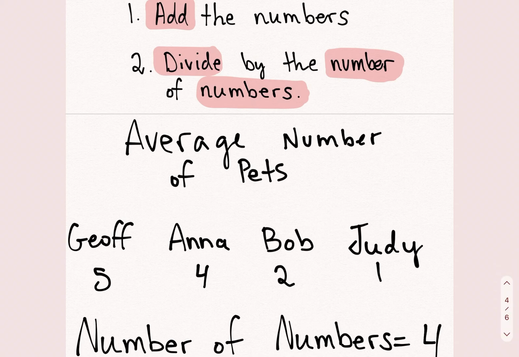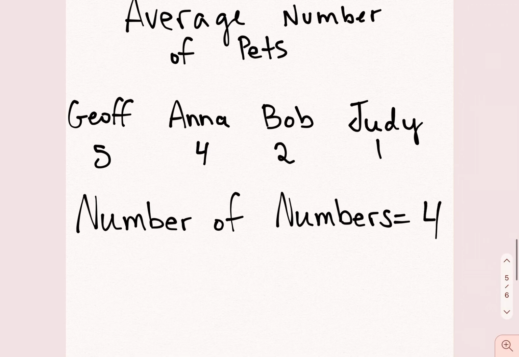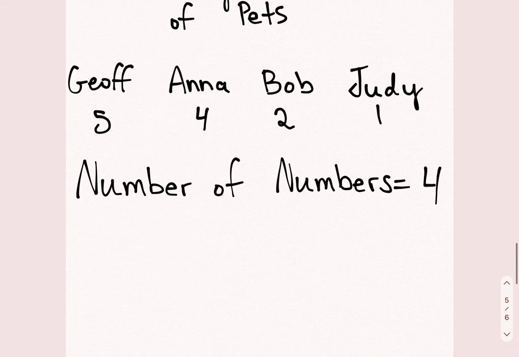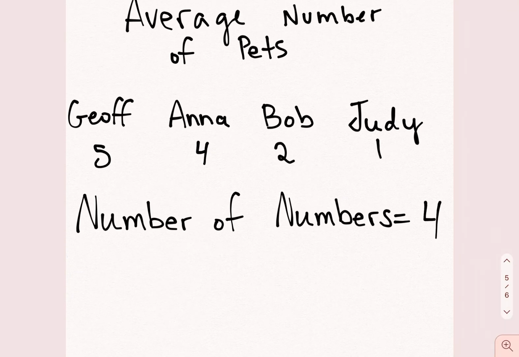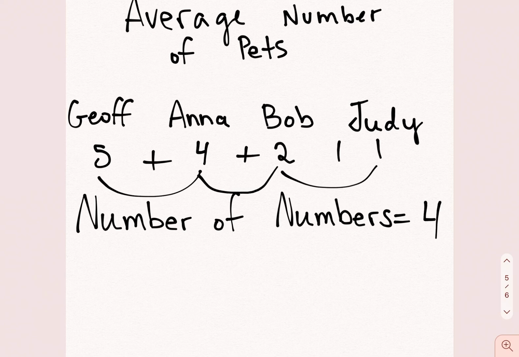All right, if you're done with this, I'll go ahead and solve, and we'll see if I come out with the same answer as you. So 5 plus 4, that's 9. And 9 plus 2, that's 11. And 11 plus 1, that's 12. So 5 plus 4 plus 2 plus 1 equals 12.